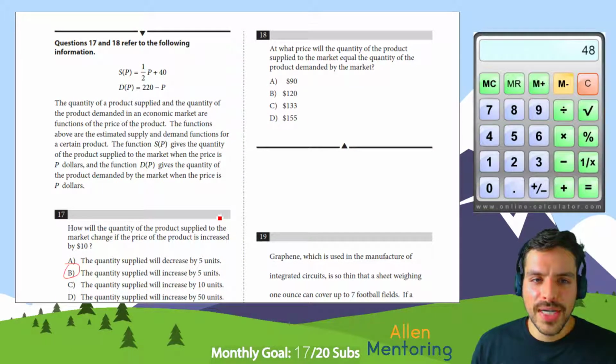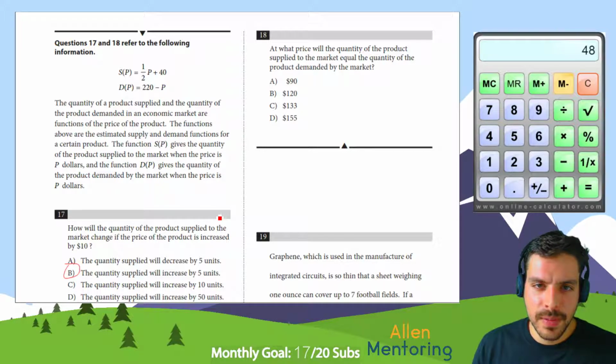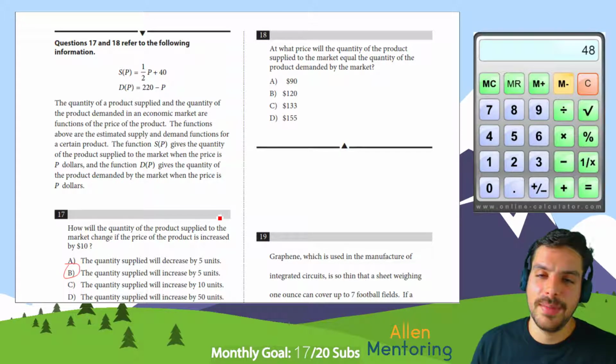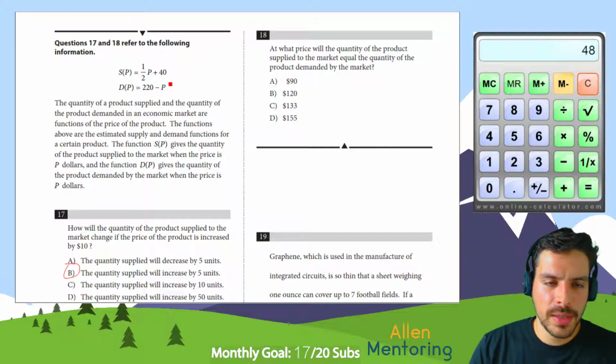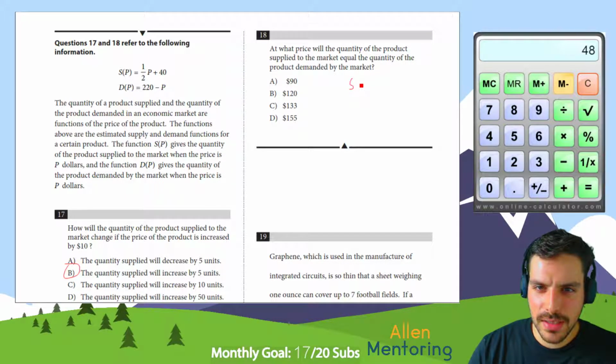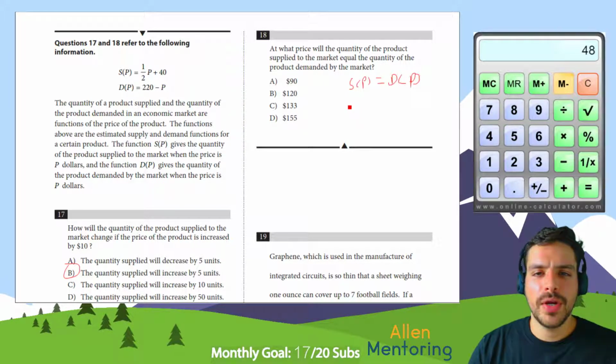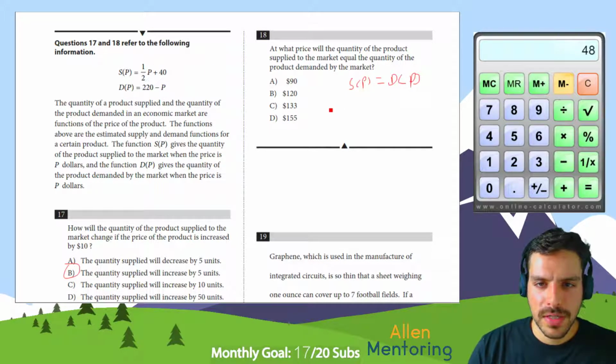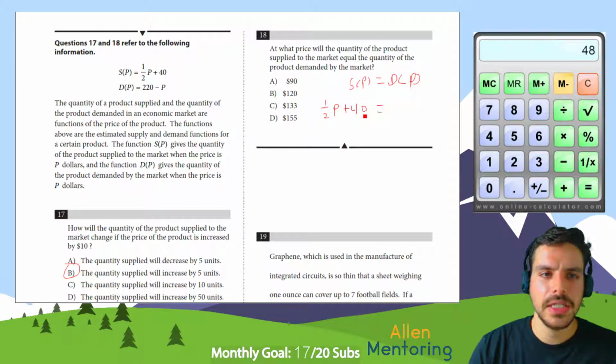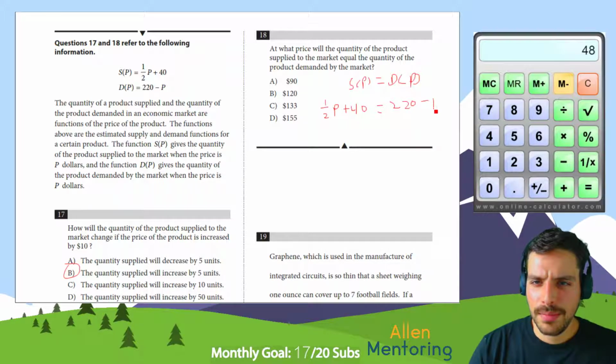18. At what price will the quantity of the product supplied to the market equal the quantity of product demanded by the market? So pretty much what they want us to do is find out at which P value these two equations will be equal to each other. So when will S of P equal D of P? And so what we can do is just replace S of P and D of P with their equations, right? So we can say 1/2 P plus 40 is equal to 220 minus P.